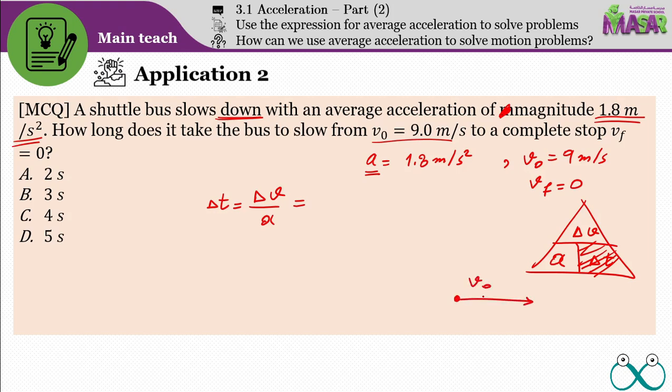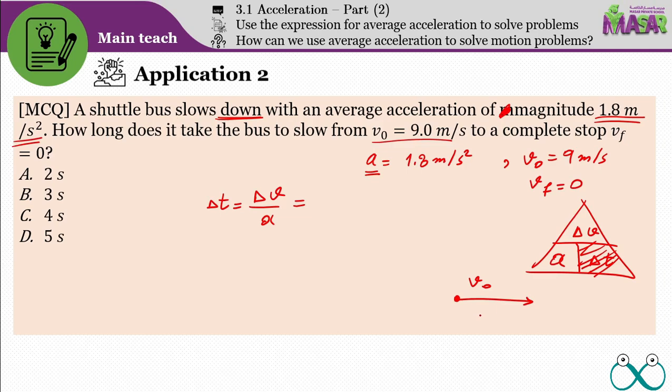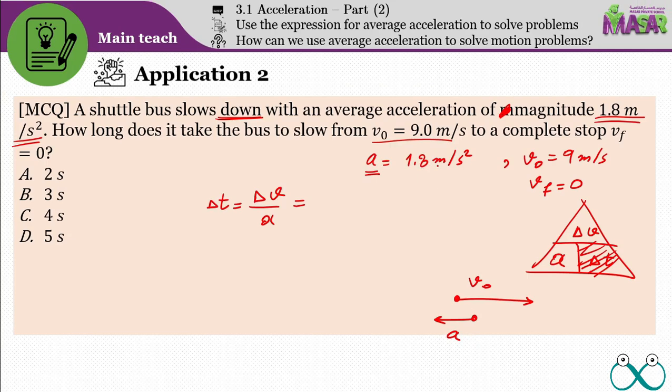In order to destroy or dissipate the velocity, you should apply the acceleration, but in which direction? Since we are slowing down the bus, the acceleration should be applied in a way that it will destroy the velocity at the end. This is why I will apply the acceleration in the opposite direction of the velocity. We know that right is positive, left is negative, so the direction of acceleration should be negative, which means the acceleration, not the magnitude, is given by minus 1.8. So I should add minus here. As a result, when I substitute, I should include the sign.